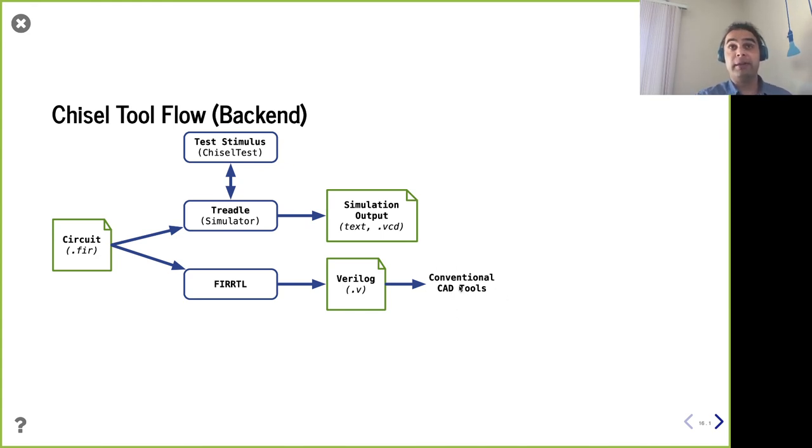But just be aware, you can take the FIRRTL file, use some more tools, produce a Verilog, and then go to conventional CAD tools. Would it be for a Verilog simulator? Or do you want to do place and route, synthesis, etc.?